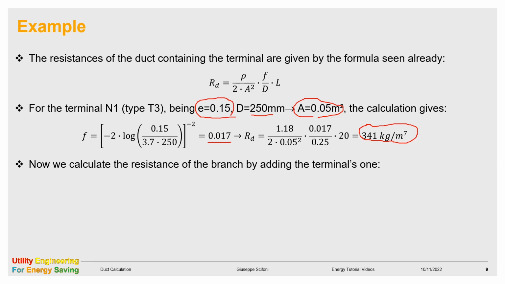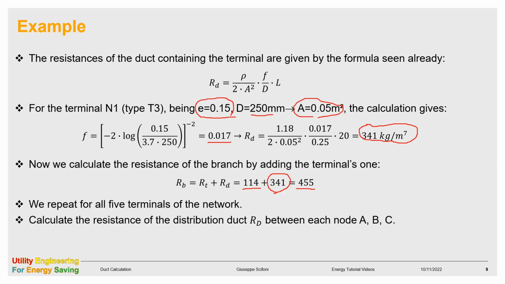Now we calculate the resistance of the complete branch by adding the terminal's resistance. Therefore, we add 114 to the value calculated above, and we get 455. And we repeat it for all 5 terminals of the network. Then we calculate the resistance of the distribution duct Rd between each node A, B, and C.